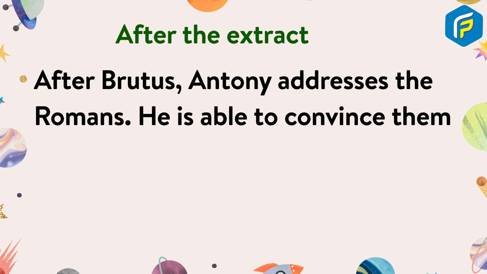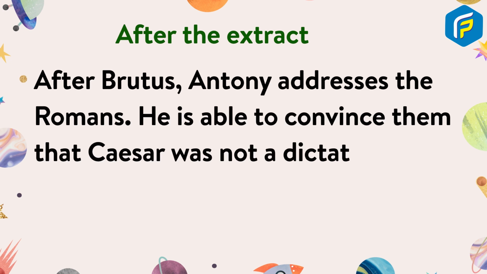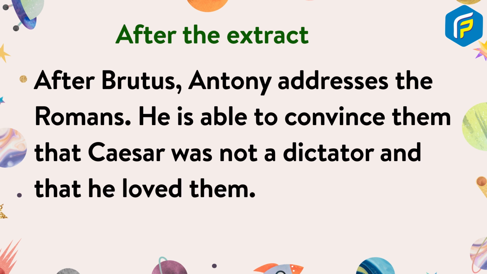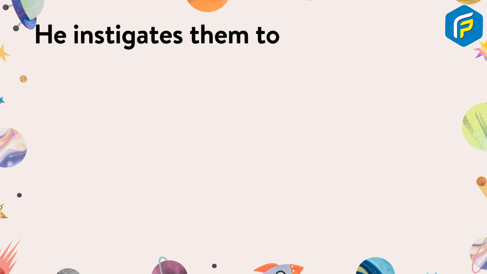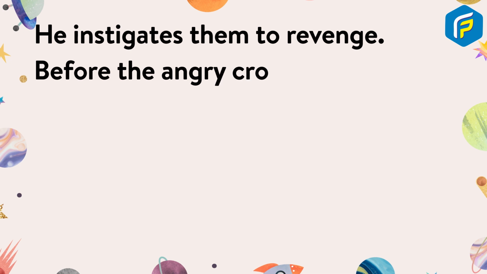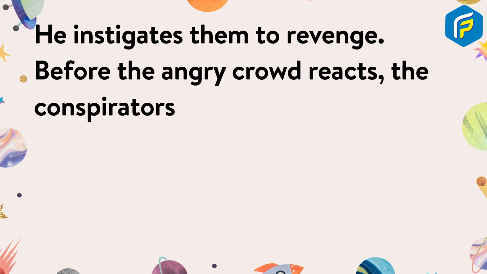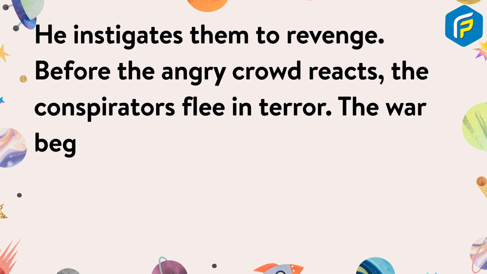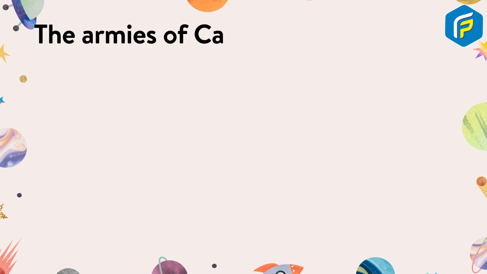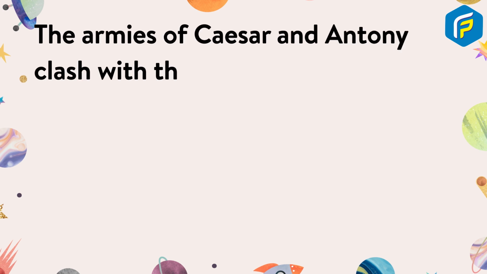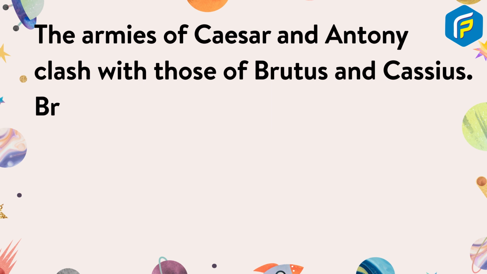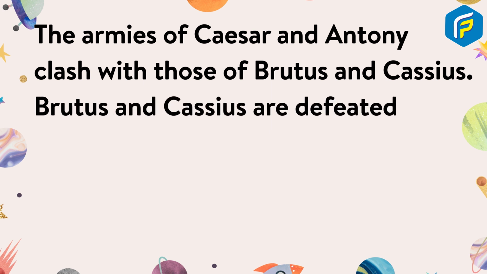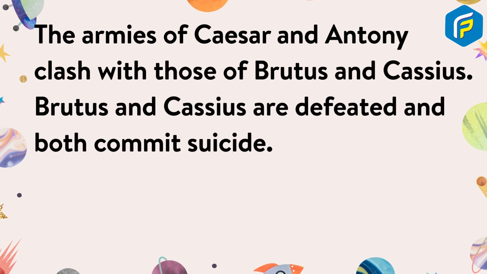After the extract, after Brutus, Antony addresses the Romans. He is able to convince them that Caesar was not a dictator and that he loved them. He instigates them to revenge. Before the angry crowd reacts, the conspirators flee in terror. The war begins. The armies of Caesar and Antony clash with those of Brutus and Cassius. Brutus and Cassius are defeated and both commit suicide.